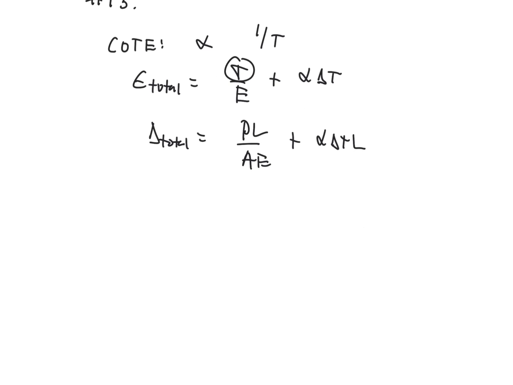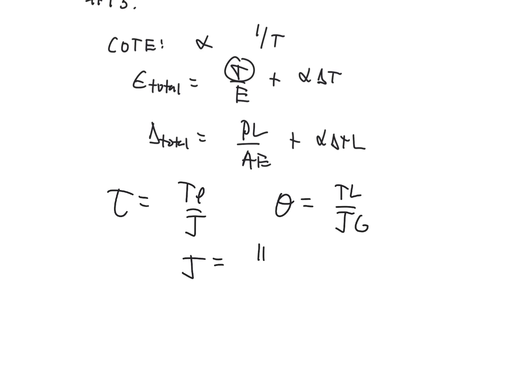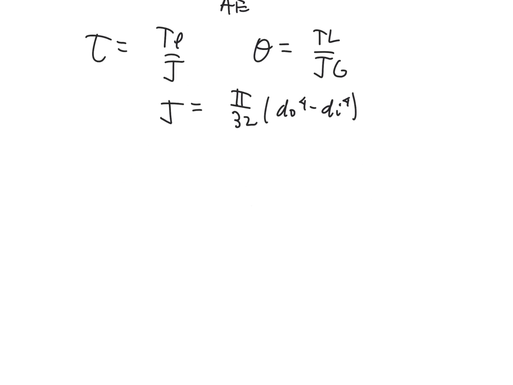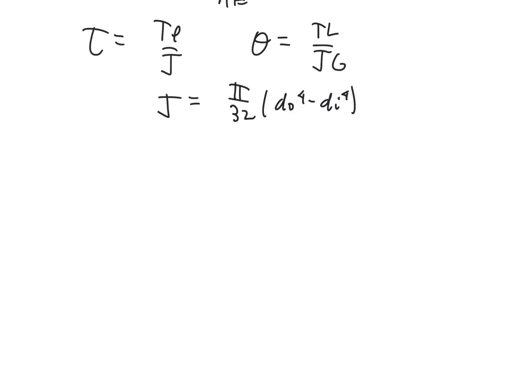What is our expression for the shear stress inside of a circular section? Tau is equal to T rho over J. What is our expression for the angle of twist for a circular section? The answer to that is theta is equal to TL over JG. And then finally, what is J? What is our definition for J? Again, hit pause if you need to. It's going to be pi over 32 times the outer diameter to the fourth minus the inner diameter to the fourth. What are the three primary tools of structural analysis, or structural mechanics, or solid mechanics?